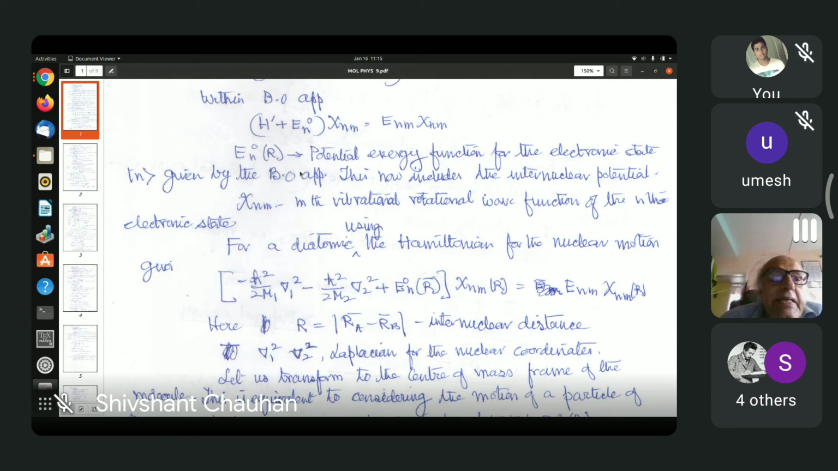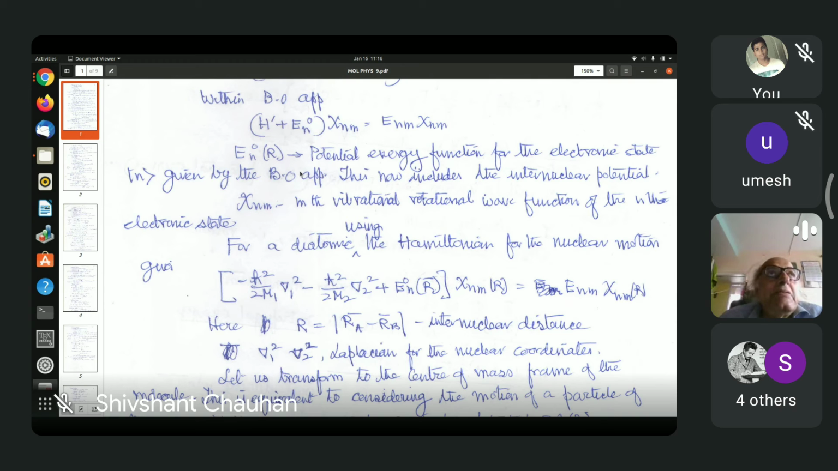Nuclear kinetic energy of nucleus 1 plus kinetic energy of nucleus 2. The electronic motion has been averaged out, and it is all contained in E_n^0(R). So we are talking of a single electronic state now, the nth electronic state, and are trying to find the nature of nuclear motion on the nth electronic state.